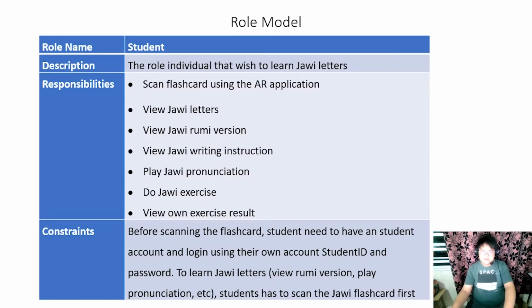Next is the role model. So the first role model is the student, where the student is an individual that wishes to learn the Jawi letter. The student can scan the flashcard to learn about the Jawi information such as the letter, Rumi version, writing instruction, etc. Next, the student can do the Jawi exercise, and the student can view their result. So the constraint of the student is that the student has their own account, created using the student ID and the password, in order to scan the flashcard. So to learn the Jawi letter information, the student has to scan the flashcard first before being able to view their Rumi version, play pronunciation, etc.